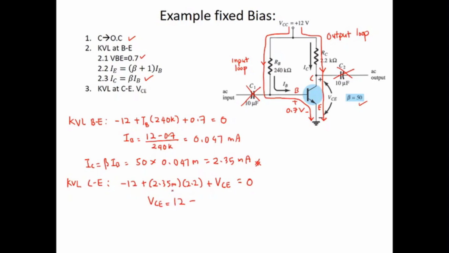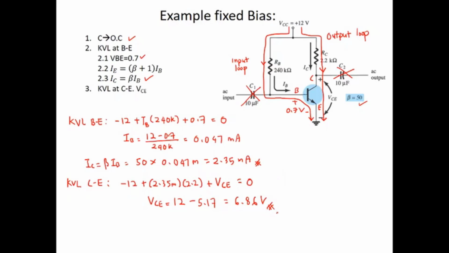So you can get VCE is equal to 12 minus this value. 2.35 times 2.2 is equal to 5.17. So this is 12 minus 5.17, which is 6.86 volt. Okay, this is the answer. So we have IC is 2.35 milliampere and VCE is 6.86 volt. Okay, this is the Q point.